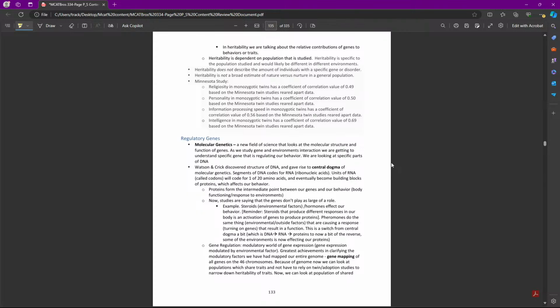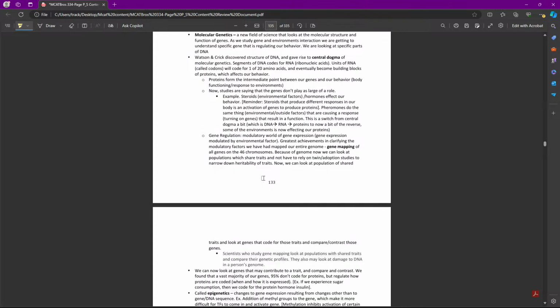So, regulator genes. We already talked about behavioral genetics. Molecular genetics is looking at the molecular structure and function of the genes. To study genes in environment, we can look at the specific genes that are regulating our behavior. We're looking at specific parts of the DNA, through the central dogma of genetics that Watson and Crick helped to organize. If you're a bio major, you already know the majority of these components. There are 20 amino acids encoded by 3 base pairs, and it's regulated by our genes and our behavior expression.